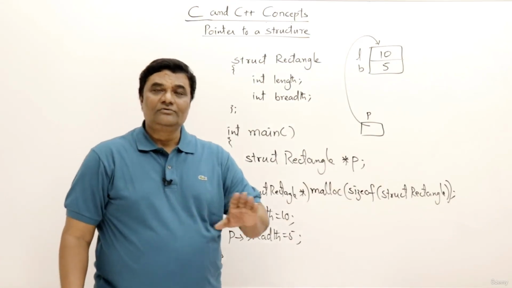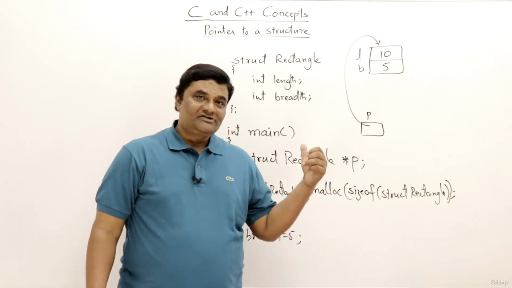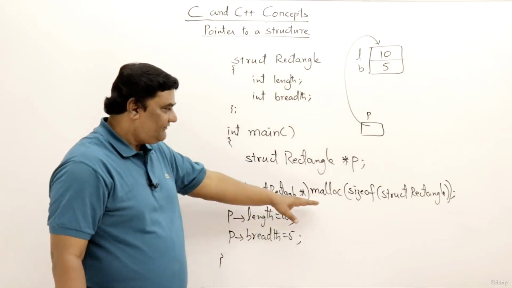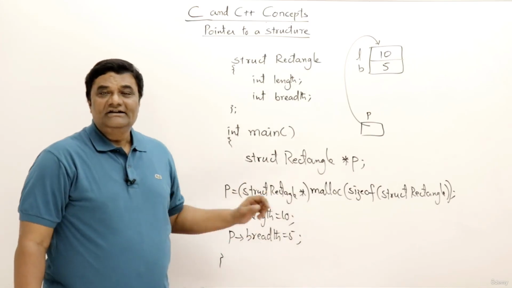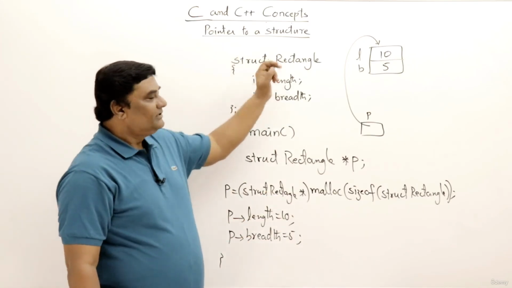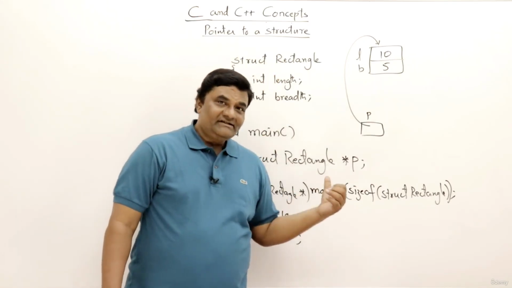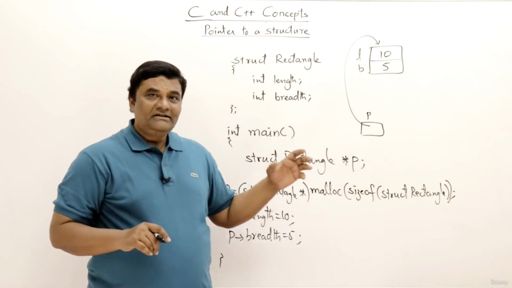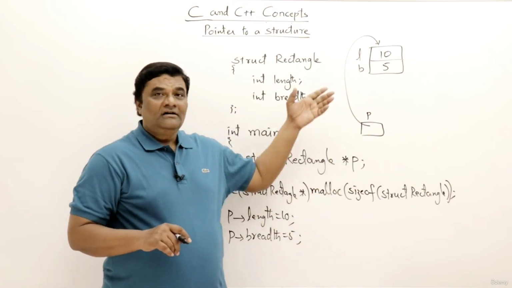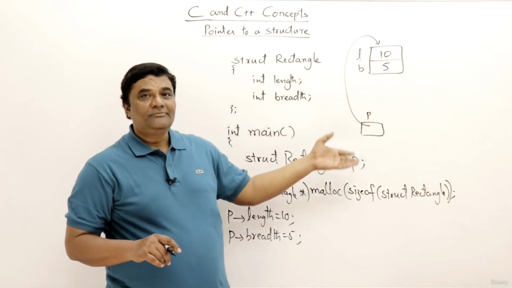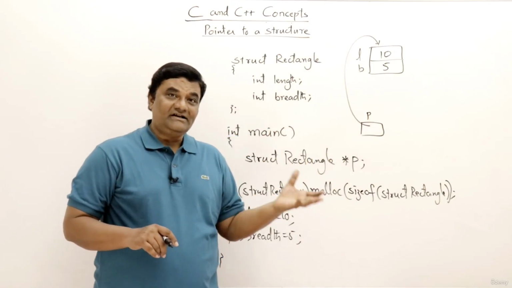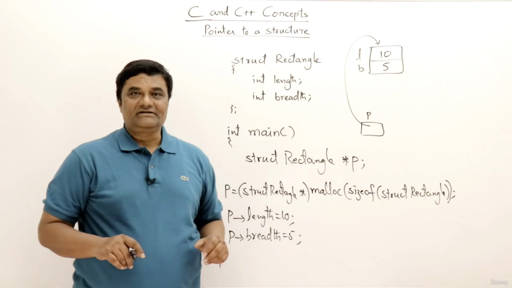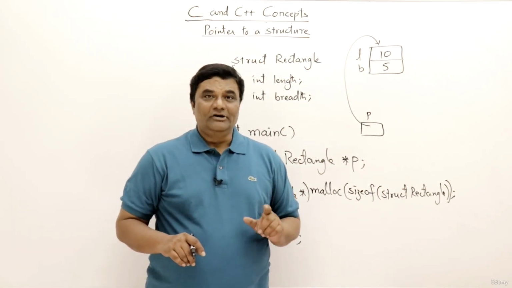I have shown you how to create a variable of type structure in heap by using the malloc function. So that's all about a pointer to a structure. In the previous example I showed you an existing variable and the pointer was pointing there, but now this is a dynamic object created in heap and the pointer is pointing there. So that was a static object and this is a dynamic object. That's all about pointer to structure.